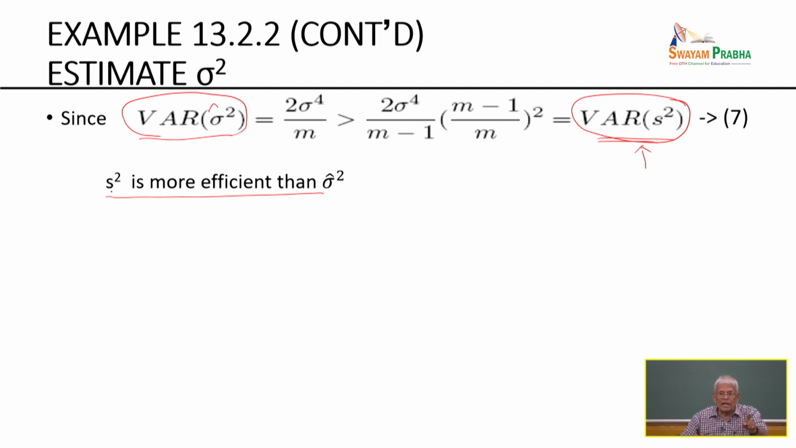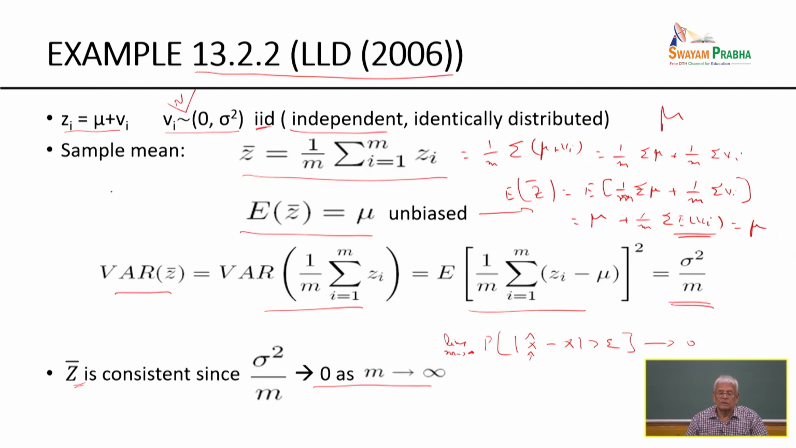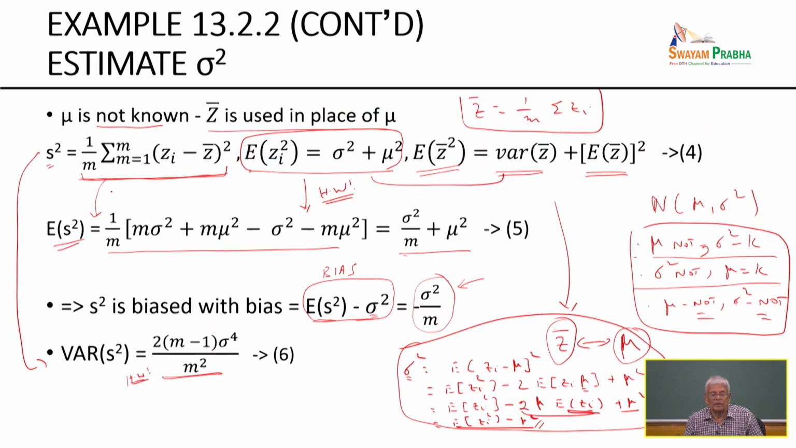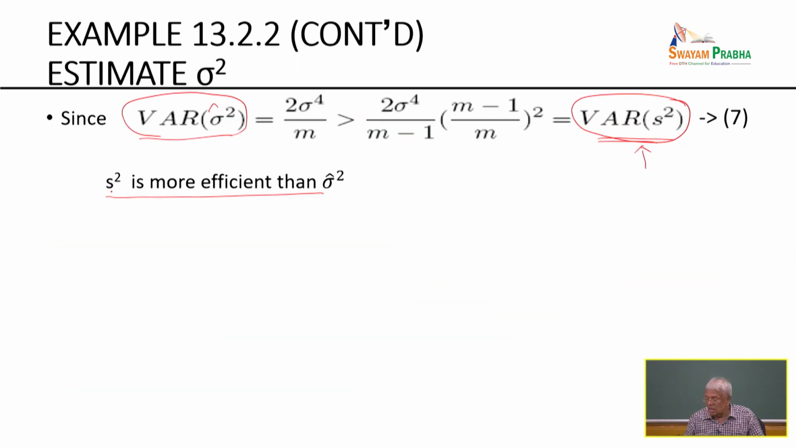So you remember we had asked a question: could it happen that a biased estimate may be more efficient than an unbiased estimate? I said the answer is yes. Here is an illustration of that. And where does this illustration come from? It comes from the case where I have a normal distribution whose mean may not be known, whose variance may not be known. So there are three cases: mu known, variance not known, and mu not known.